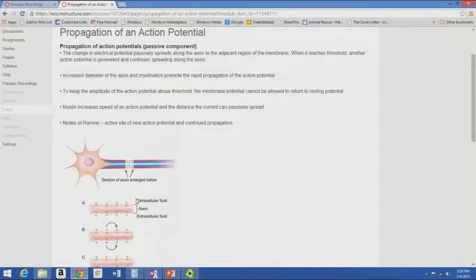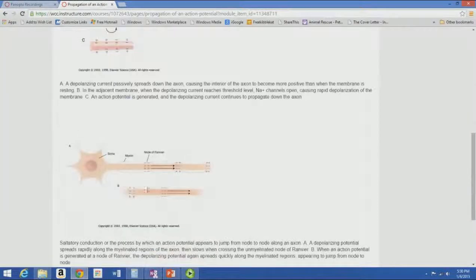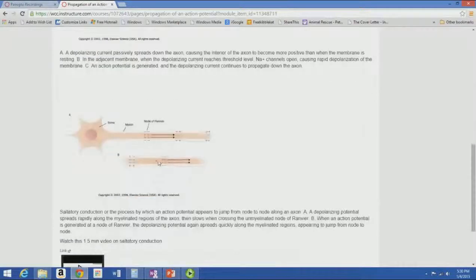In a myelinated axon, which most of our axons are, the myelin acts as an insulator and increases the speed of the action potential and the distance that the current can passively spread. So each little Schwann cell has myelin wrapped around a section of the axon, and there are parts in between. If you look at the diagram here, those parts in between are called nodes of Ranvier, and there are more voltage-gated channels in those sections that are not myelinated, and the charge actually hops from node to node, and that speeds it up as well.